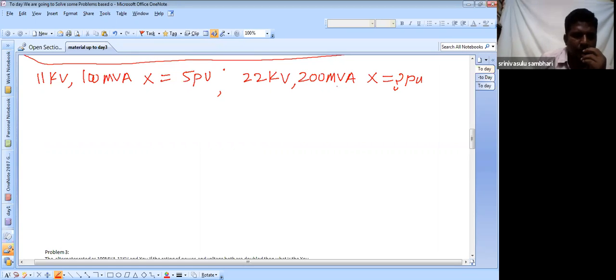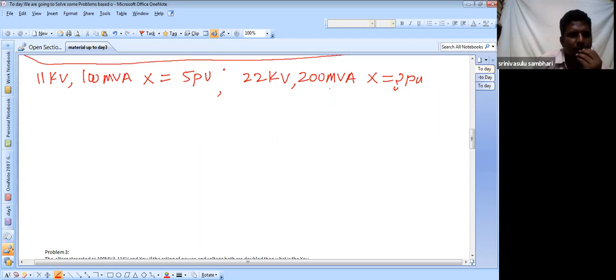For one alternator rated 11 kV, 100 MVA, X equal to 5 per unit. Now in case of a single machine, what base values do you have to choose? I gave one note last class. If you have only one machine present in the network, the machine rating is taken as the base values. What is the rating of the alternator? 11 kV, 100 MVA. 11 kV is the base voltage and 100 MVA is the base MVA. Based on these values, X equal to 5 per unit. But in the problem, we don't know the actual X in ohms. The data is not given. Are you getting my point? It is very important. Listen carefully.